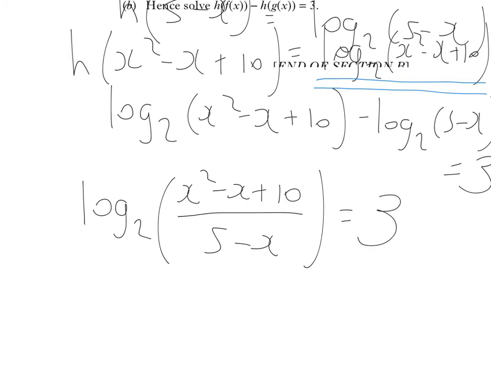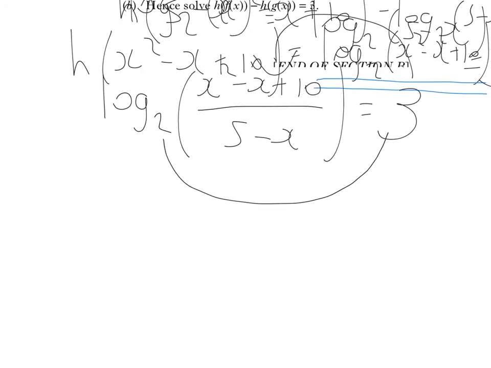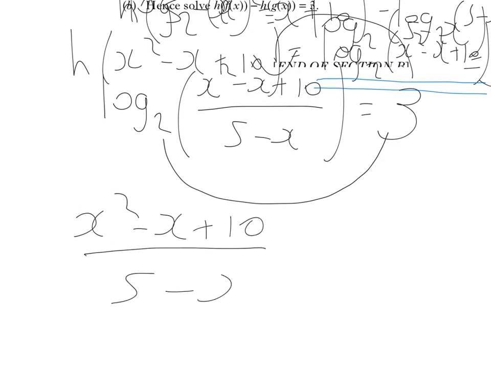Now I'm then going to use my rule, which is that to the power that is equal to that. So 2 to the power 3 is equal to (x squared minus x plus 10) over (5 minus x). 2 to the power 3 is 8. So that will give me (x squared minus x plus 10) over (5 minus x) is equal to 8.